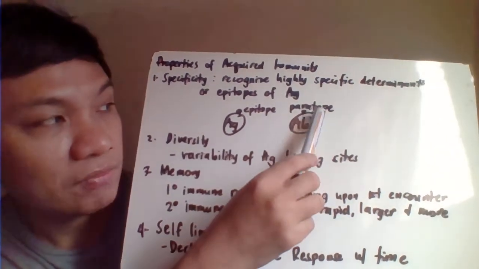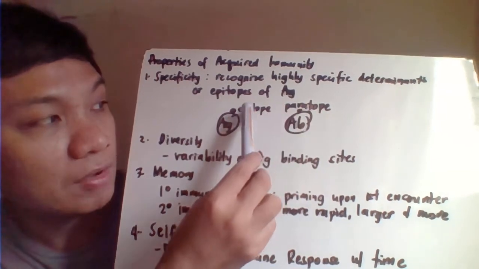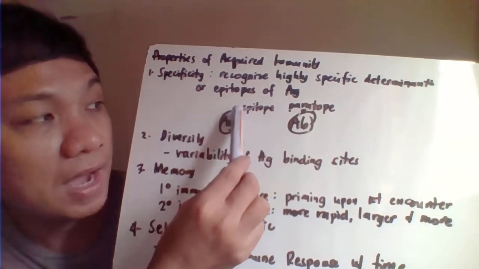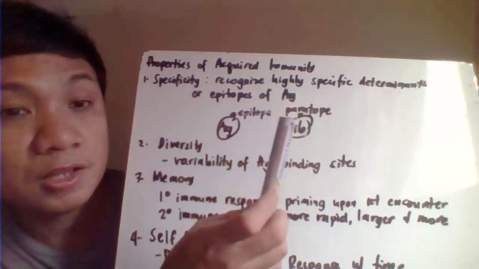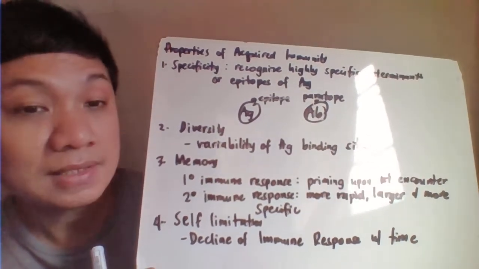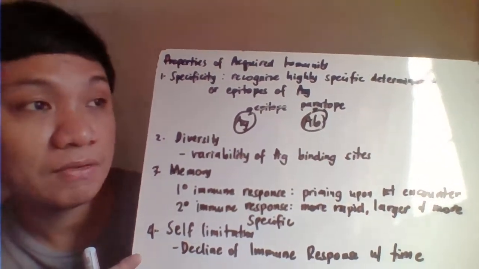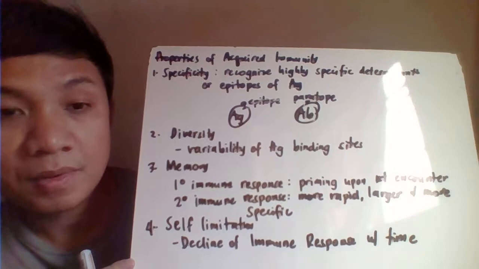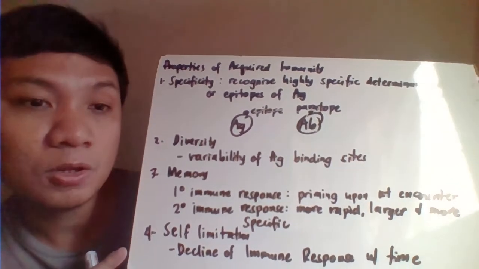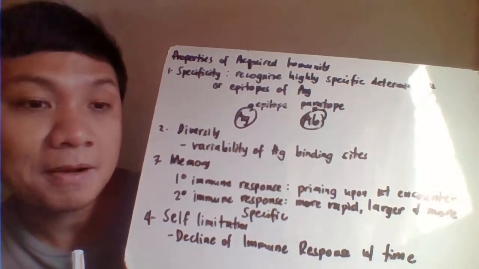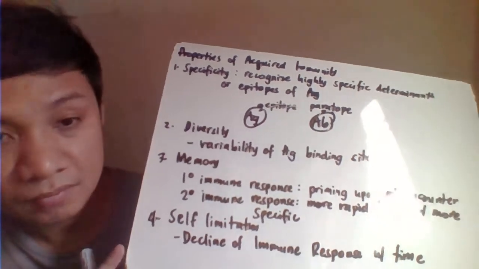So if this one is your antibody, it was able to recognize your antigen by the epitope. So the epitope and the paratope serve as the binding site of each of your antigens and each of your antibodies. The epitope is the binding site of your antigen and the paratope is the binding site of your antibody. Doon sila magbabind to one another.